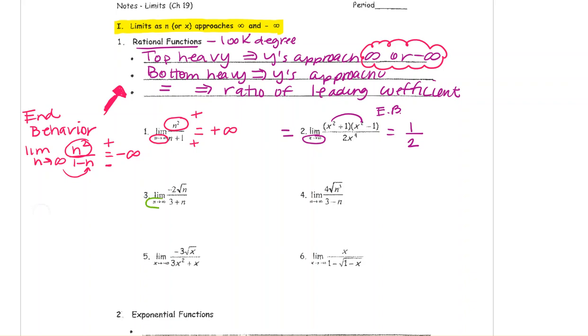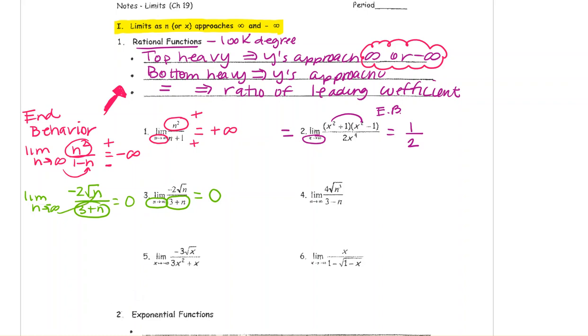Okay, same idea here. n approaches infinity. That's how I know I'm looking at end behavior. In this case, this is bottom heavy because the degree in the denominator is 1, but the degree in the numerator is 1/2. And anytime it's bottom heavy, it's 0. However, you've got to be a little bit careful on these because sometimes these can be does not exist. Since I have a square root, I can't take the square root of negative numbers. So let's say instead the limit as n approaches infinity of negative 2 root n over 3 plus n, but instead of infinity, it was negative infinity. You would do the same thing. You'd say, oh, this is bottom heavy, and you would initially start to say 0.